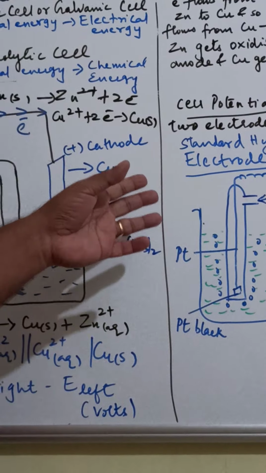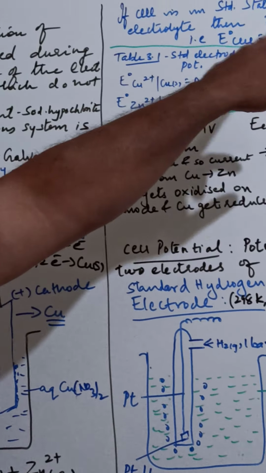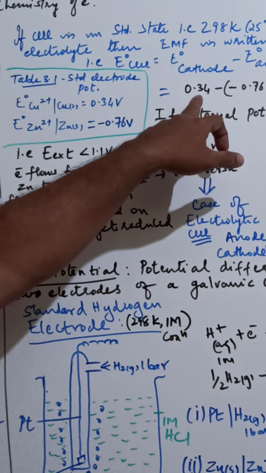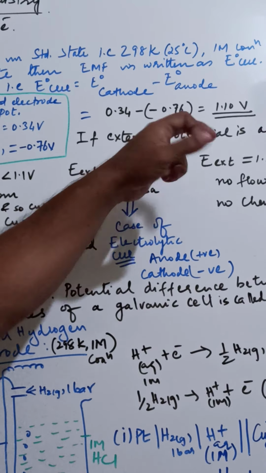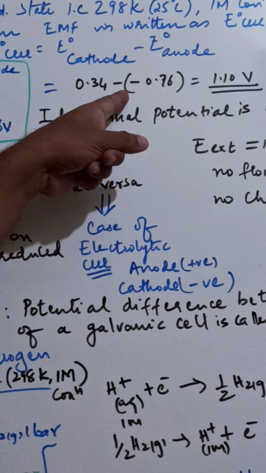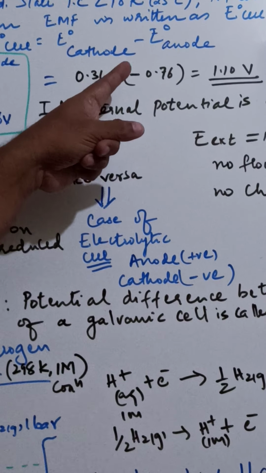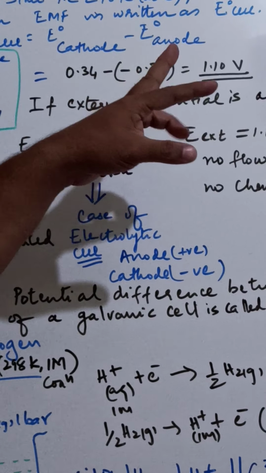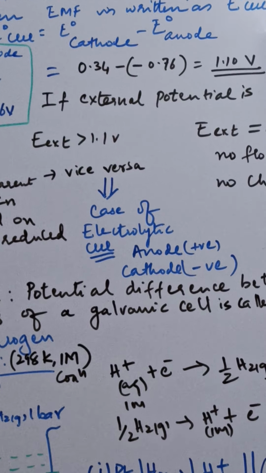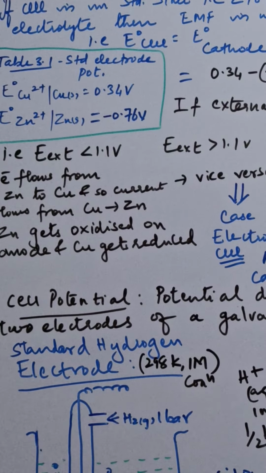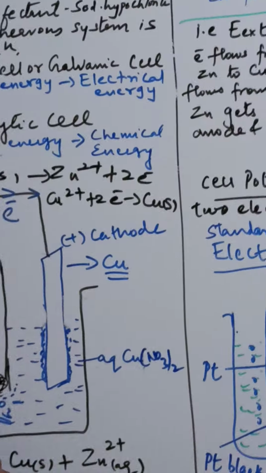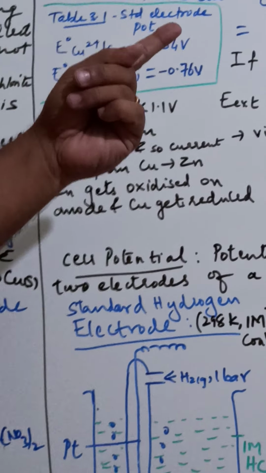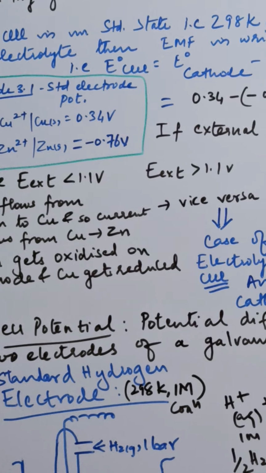Now here, as I said, cathode, that is copper, is 0.34 volt, minus sign as it is, and you have zinc, which is minus 0.76 volt. Minus of minus will become plus. So it is 0.34 plus 0.76, that is 1.1 volt. Clear? So the standard cell potential for such a cell that we have calculated using the formula is 1.1 volt. Let it be very clear.